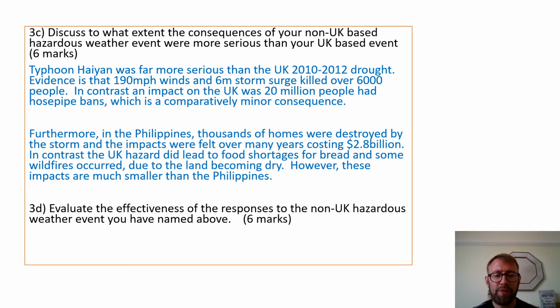Furthermore, in the Philippines, thousands of homes were destroyed by the storm, and the impacts were felt over many years, costing $2.8 billion. In contrast, the UK hazard did lead to food shortages for bread, and some wildfires occurred due to the land becoming dry. However, these impacts were much smaller than in the Philippines. Again, we're talking about billions of dollars worth of damage in the Philippines, whereas in the UK we're talking about a few food shortages. Okay, some wildfires that would have caused damage and, yes, I'm sure caused problems for people, but again, not to the same level as in the Philippines. So being able to do that comparison is a really useful skill.